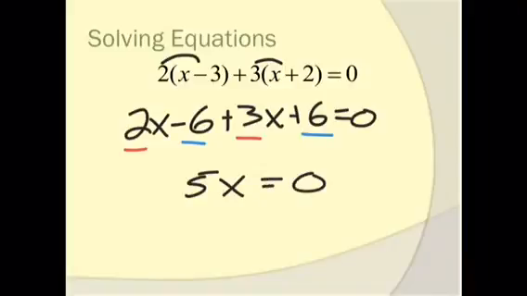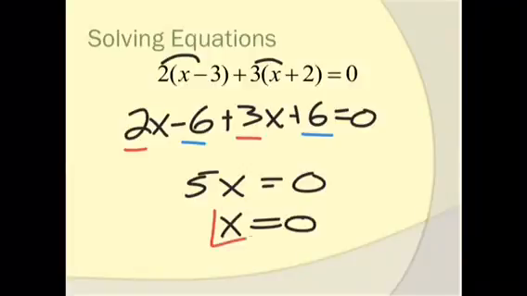The 6 is going to cancel. And then we divide both sides by 5 to finish getting x by itself. And the only answer we get here is x is equal to 0. That's our final answer.